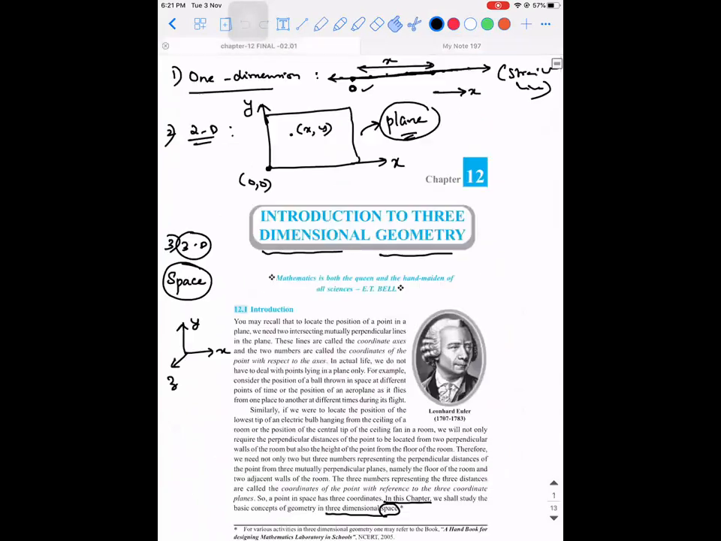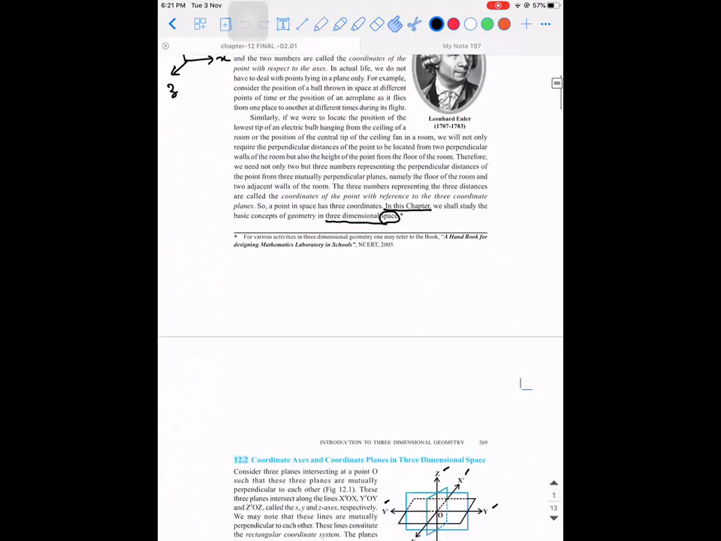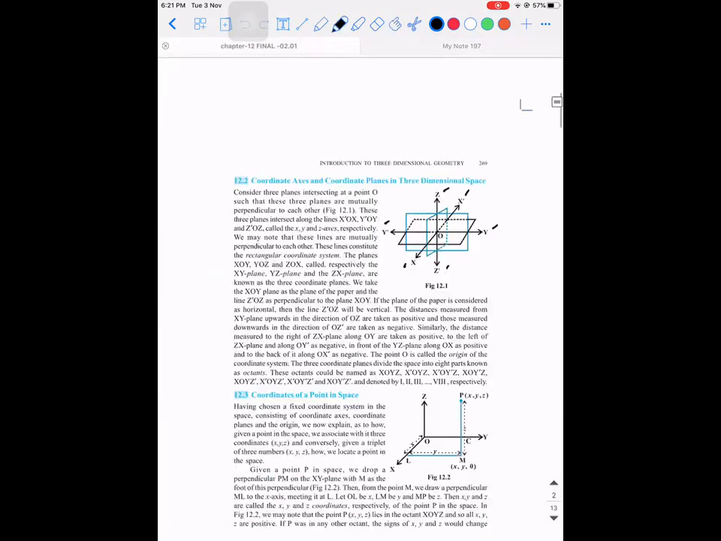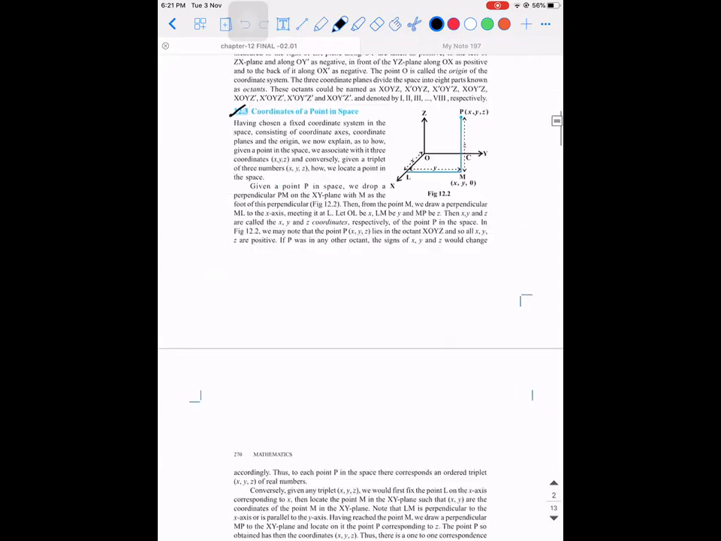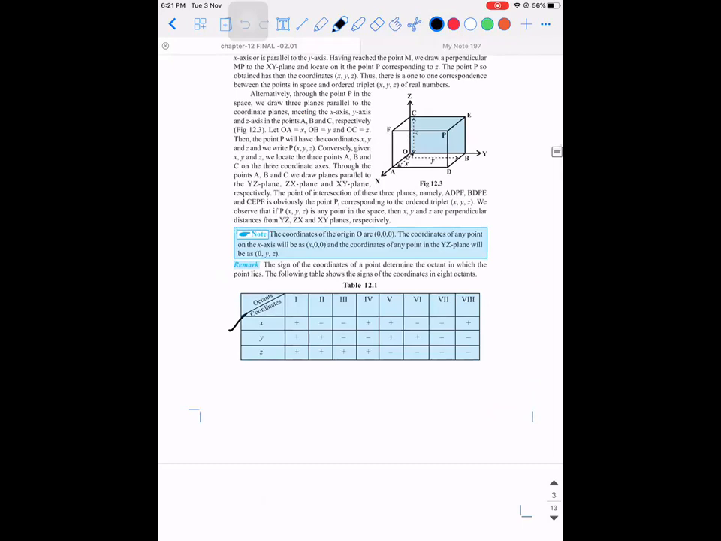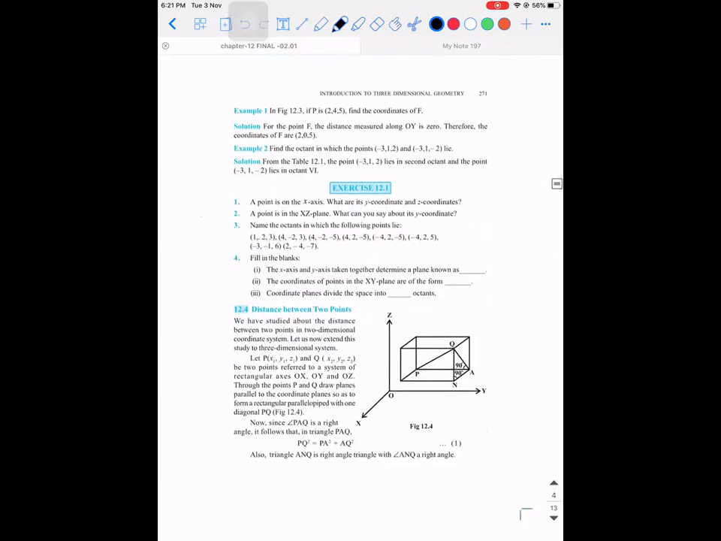So we have seen the introduction of three-dimensional geometry. We are done with it, right? Then yesterday I explained what the coordinate planes are, how to find a point in space, and how to find the octant in which the point belongs. Then how to find the distance between 2 points. All these things we saw yesterday.